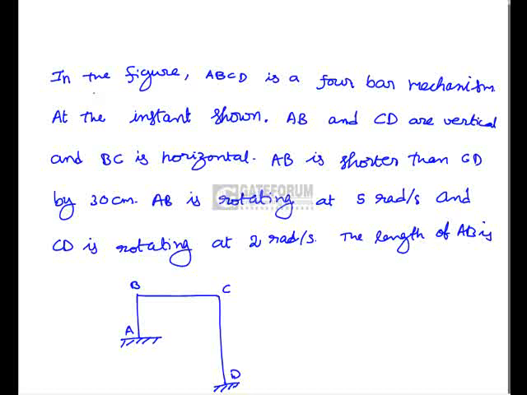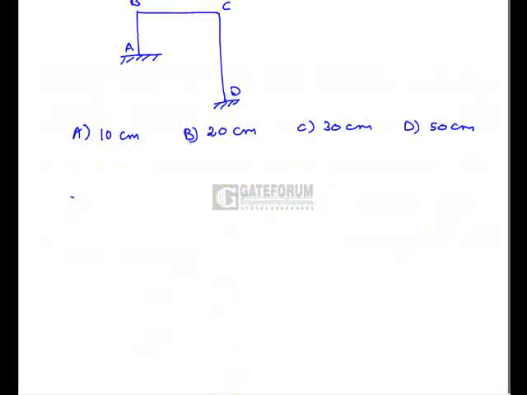Here both AB and CD are vertical and BC is horizontal, so the linear velocities of B and C are equal. So from that, omega AB into AB is equal to omega CD into CD. So here AB is rotating at 5 radians per second, and omega CD, that is CD, is rotating at 2 radians per second, and here AB is shorter than CD by 30 centimeters. That means CD is equal to AB plus 30 centimeters.